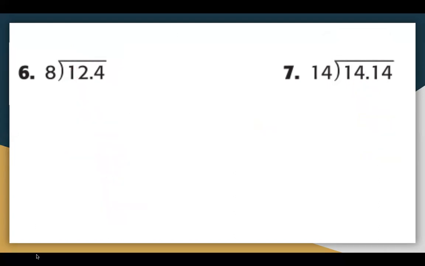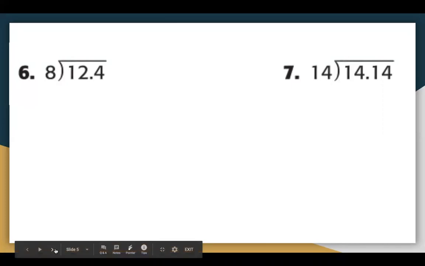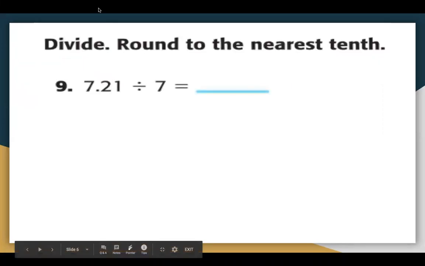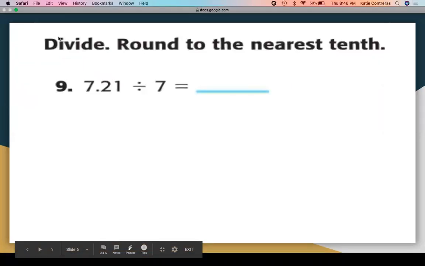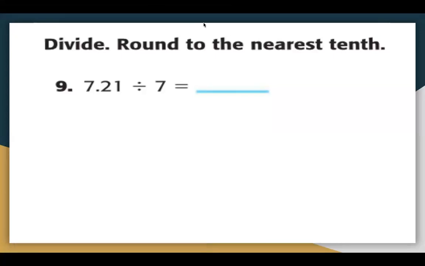Okay, we have one more example to look at. This last example has two parts to it. The directions say to divide and also round to the nearest tenth. So the first thing we're going to do is divide, and then we will look at rounding to the nearest tenth on this one. So we have 7 and 21/100 divided by the whole number 7.